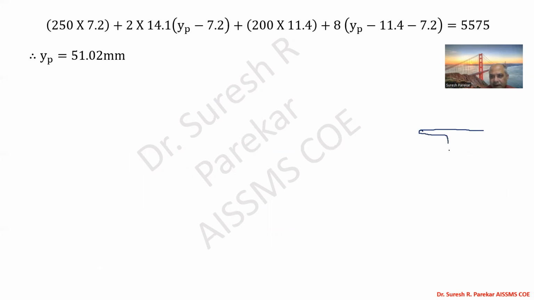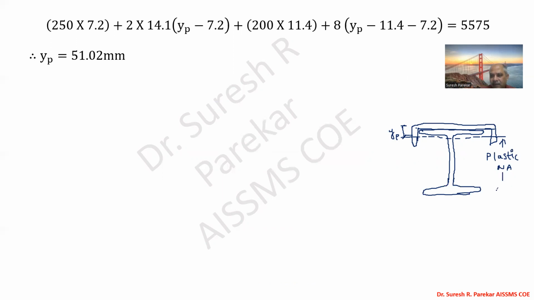So we have this will be I section, and then we have channel above this. Now we have somewhere this as YP. So YP means we have this as plastic neutral axis. Plastic neutral axis is the axis which divides area into two parts.